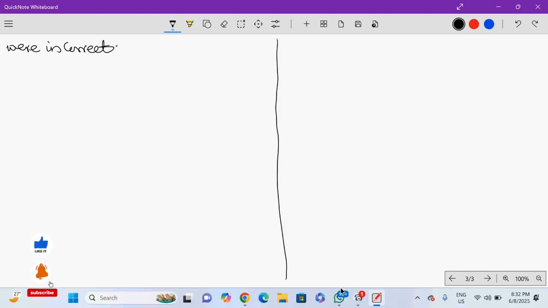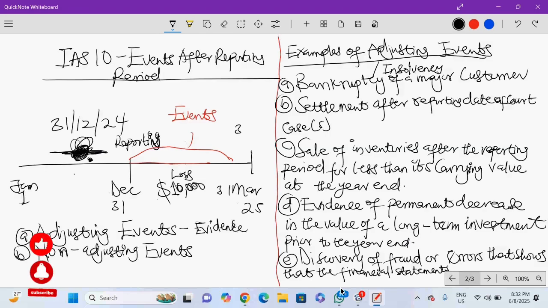All right. So now let's move on to the non-adjusting events. What are non-adjusting events?